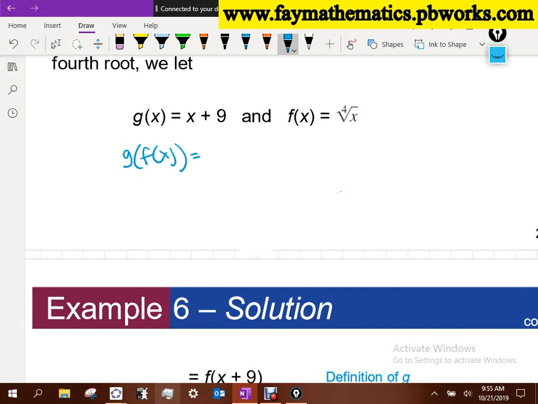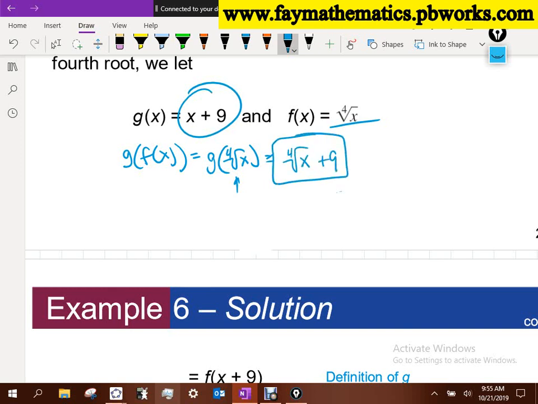Yeah. Okay, thank you. All right, let's find g of f of x. So f of x is the 4th root of x, right? Now I'm going to take that as my input into x plus 9. So it's going to look like the 4th root of x, plus 9. Does that make sense? That right there is g of f of x. Now I've got to ask my question about what is the domain. I'm interested in what is the domain of that thing first.